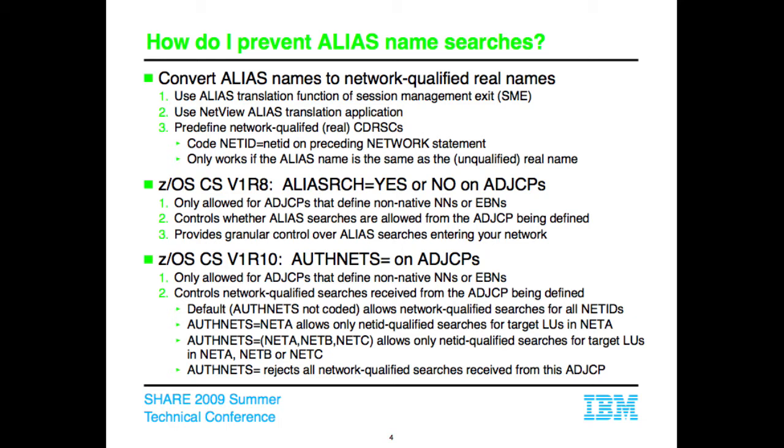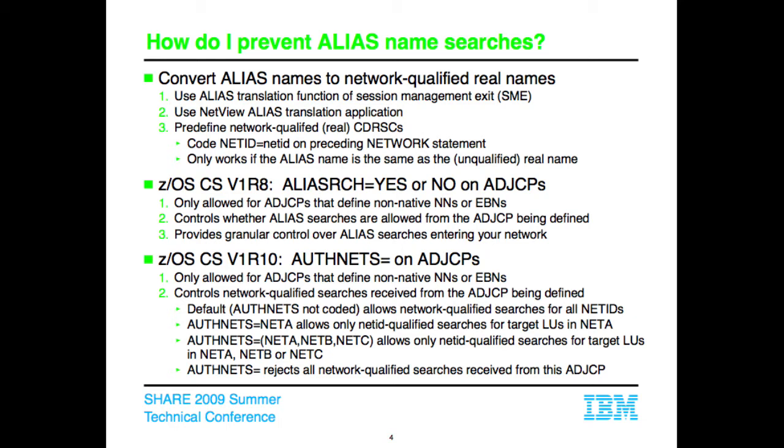You can code it on ADJSSCP definitions that represent nodes that are in a different network than you. So they have to be on the other side of a border node boundary basically from you. And if you code alias search equals yes, which happens to be the default, then any search coming in from that adjacent node is allowed to come into your network, whether it's an alias or a real name.